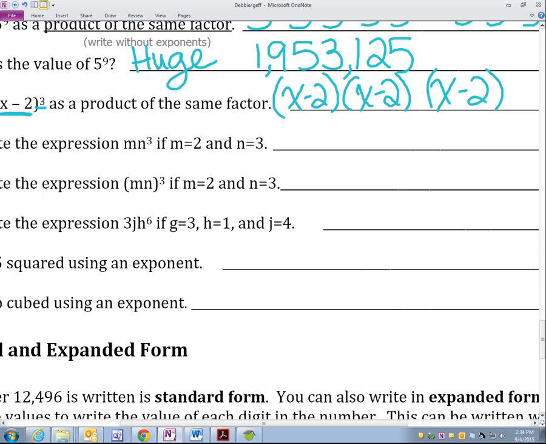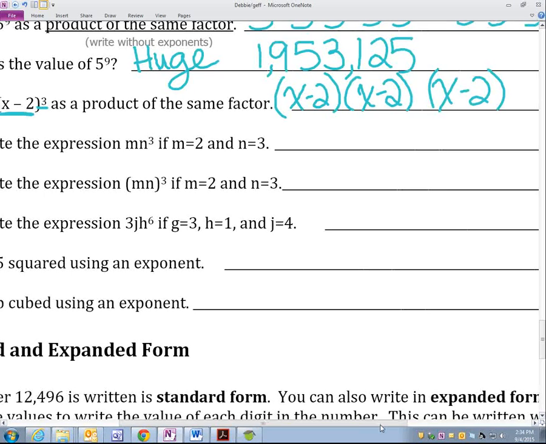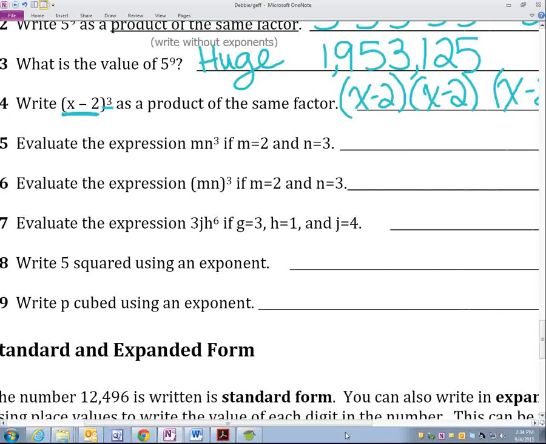Now let's do some evaluation. Aiden, sit up. Everybody, sit up.